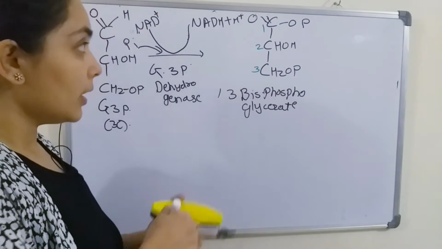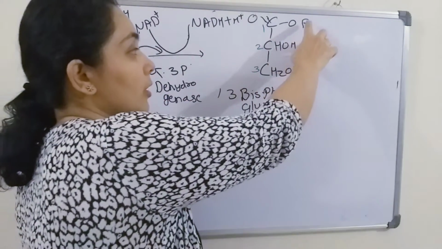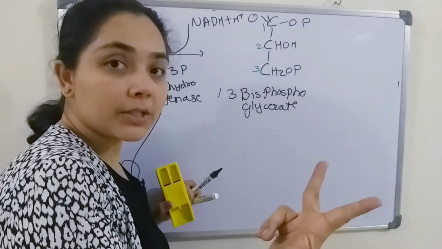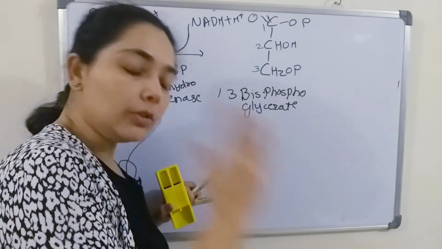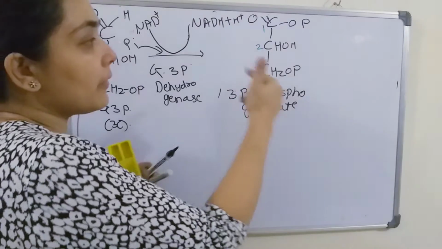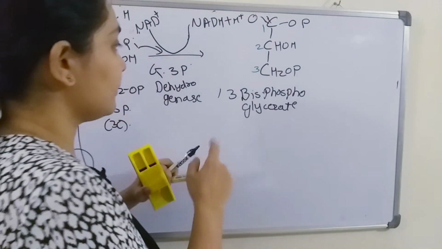Okay, so now we can see here that we have 2 phosphate groups. If we remove these 2 phosphate groups, there will be the generation of 2 ATP molecules. So that is actually the next step, where one by one we will remove the phosphate group and we will get 2 ATP.